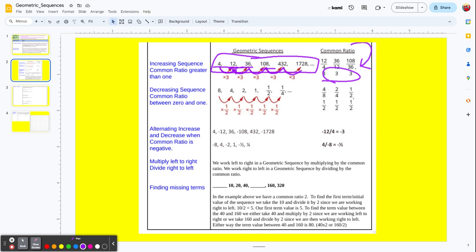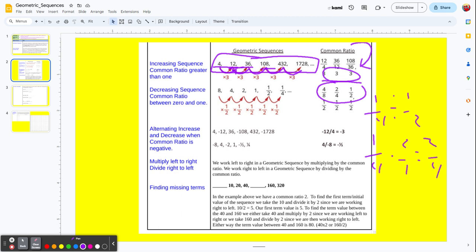But sometimes they're decreasing. If our common ratio is a number between 0 and 1, it's going to be decreasing. So this example here is 8, 4, 2, 1, 1 half, 1 fourth. To find the common ratio, we simply do the same thing. Take the most current term and divide by the previous term. So if I did 1 fourth divided by 1 half, we know we change that to multiplication. 1 fourth times 2 over 1, which gives us 2 over 4, which is 1 half.